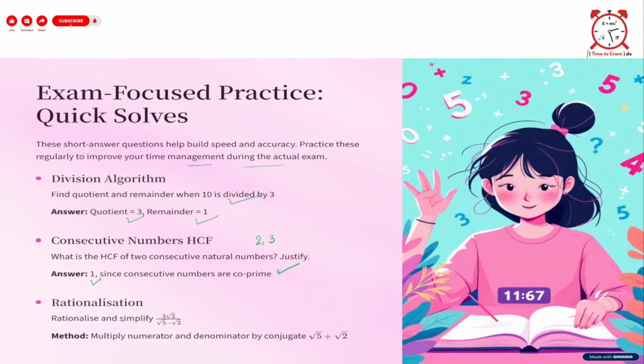Now rationalization. Rationalize and simplify. Suppose 3 root 2 divided by root 5 minus root 2 is given, then we have to rationalize the denominator. Which method do we use for that? Multiply the numerator and denominator by root 5 plus root 2. By this method we can rationalize the denominator.